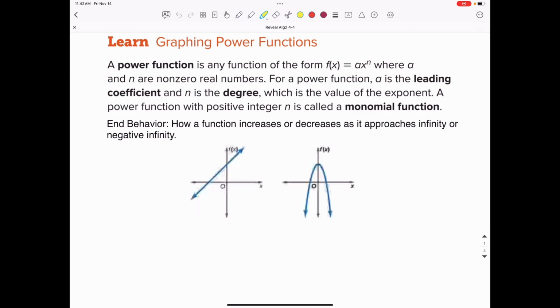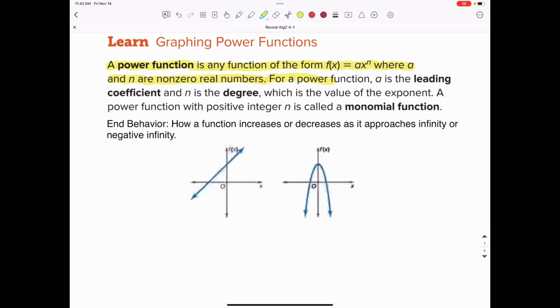First definition is what a power function is, and a power function is any function in the form of f of x equals ax to the n power, where a and n are non-zero real numbers. So a is that same a that you've seen before from the quadratic equations, and n means it can be any exponent as long as it is a non-zero real number. It means it can't be 0 and it must be a real number.